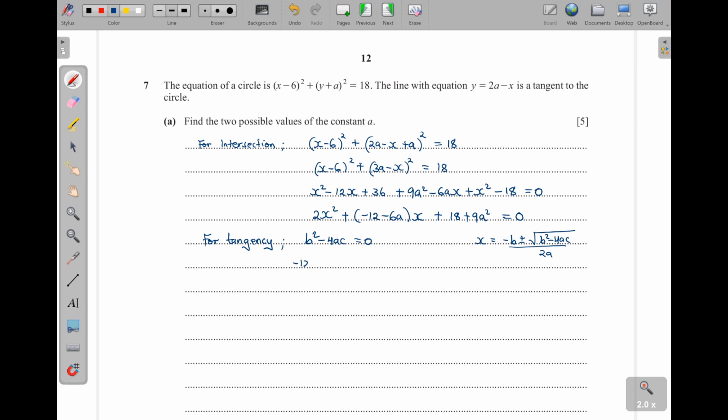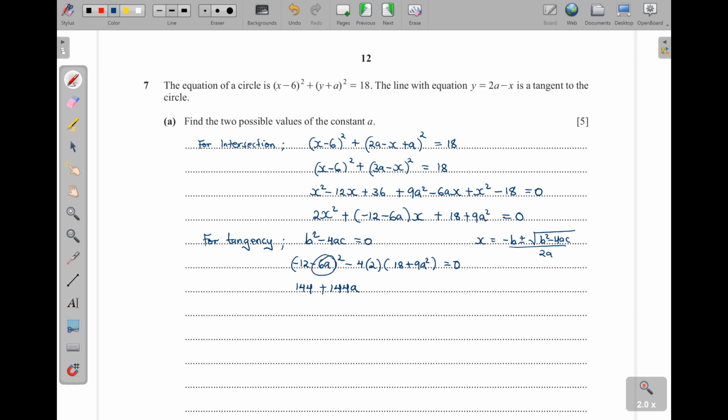Now, what is our b? It is negative 12 minus 6a. We square it, then minus 4. Our a is 2, and then our c is the whole of 18 plus 9a², like that. Then we equate it to 0. So when you square this 12 here, it will give us 144. And then 2 times negative 12 times negative 6, of course, that is like 12 times 12, so that will be 144. So positive 144a.